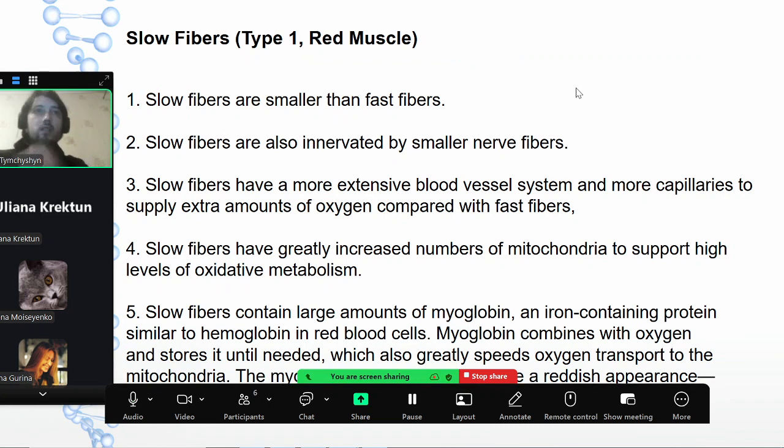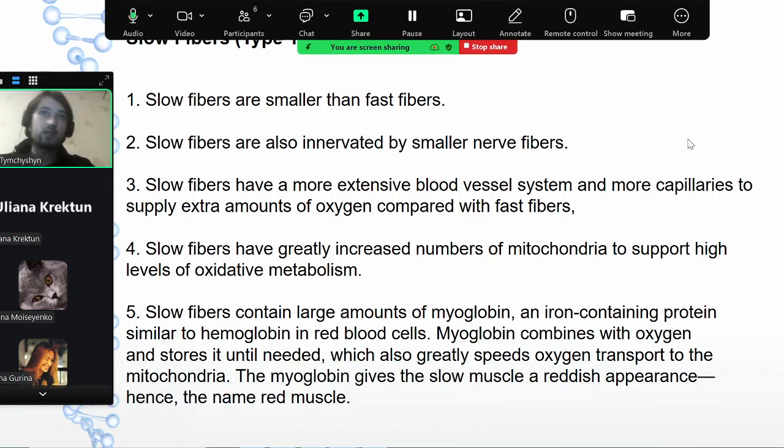Good. Muscle fibers can be classified in a certain way, depending on their function and on their biochemistry, and the largest classification gets us to 2 classes. So slow fibers, this is type 1, or red muscle, and the second class will be fast fibers. Easy to guess, we have slow, so we probably should have fast fibers. Slow fibers are smaller than fast fibers. They are also innervated by smaller nerve fibers.